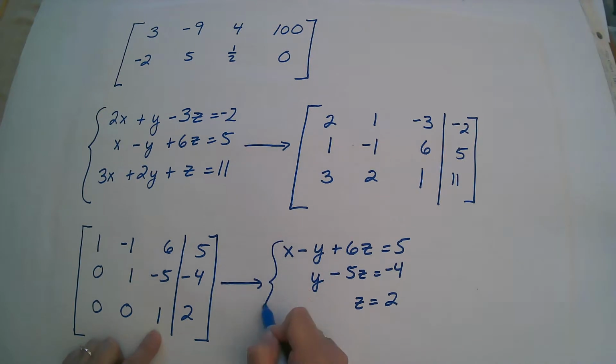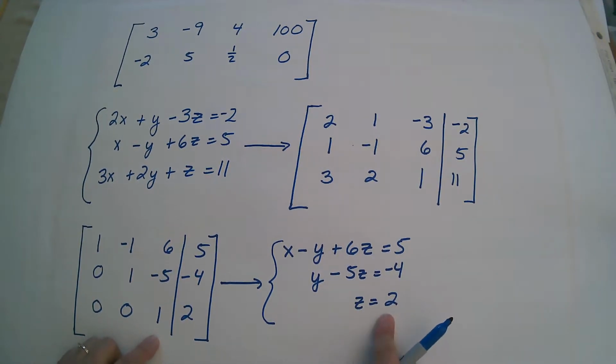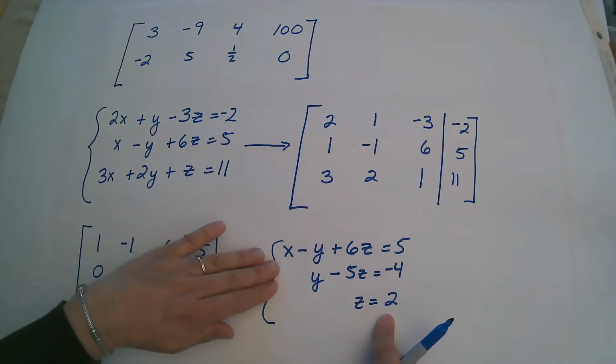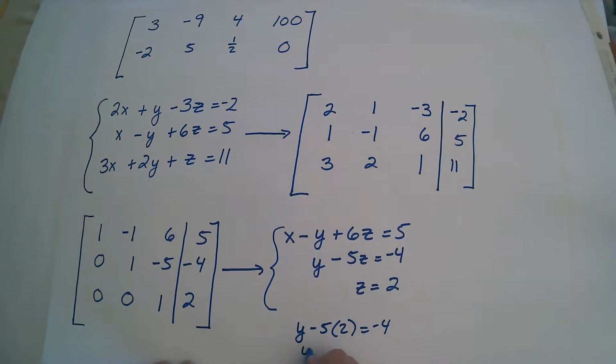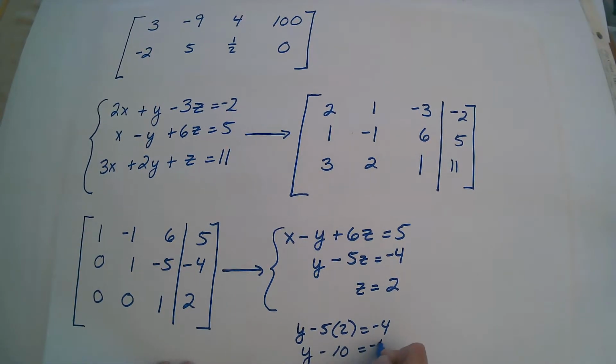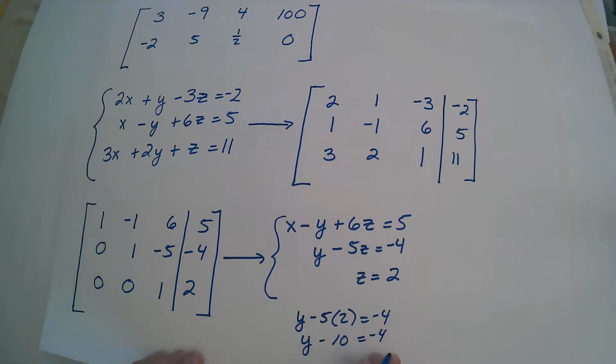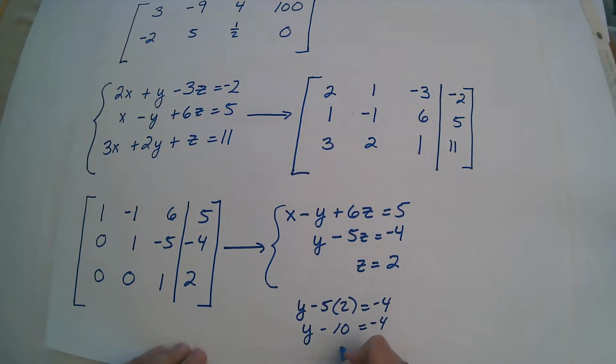Now notice this system is pretty nice to solve because you can easily do back substitution to find the solutions. For example, we already know the z-coordinate of the ordered triple, that the solution to this system, is equal to 2. If we substitute 2 into the previous equation, we would have y minus 10 equals -4, or y equals 6. Let me just squeeze that in here.